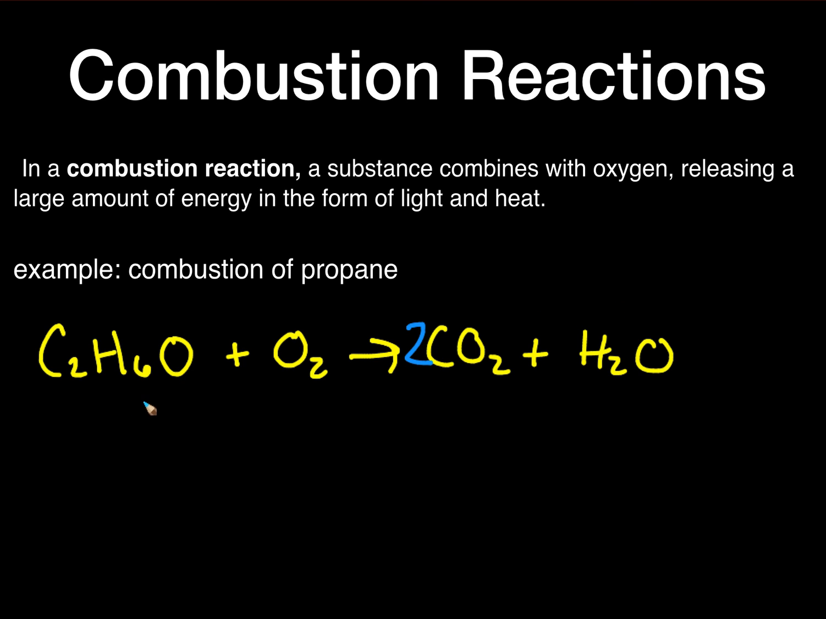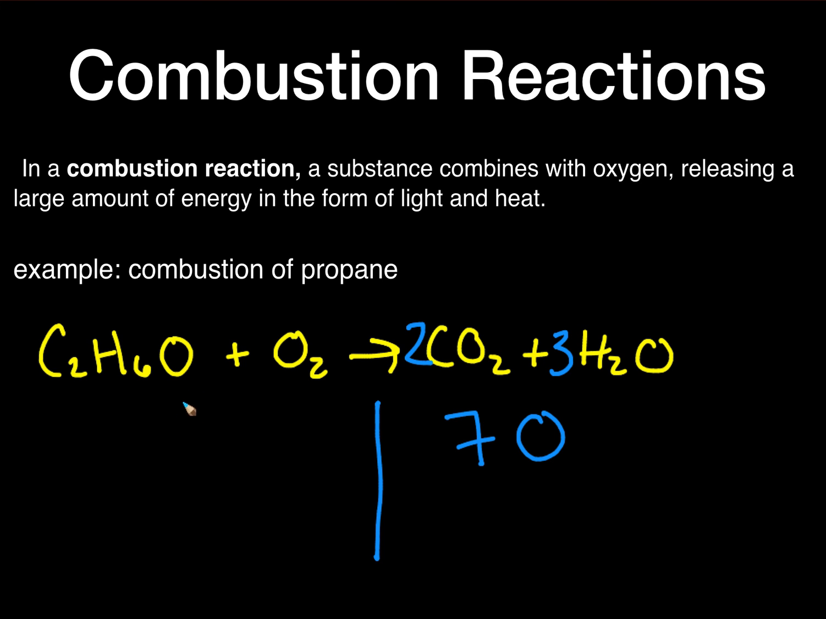Now we look at the hydrogen. We have 6 hydrogens on the left and only 2 on the right. So 2 times what gives us 6, and that will be 3. Now let's look at our oxygens. On the product side, I have 7 total oxygens. On the reactant side, I only have 3.